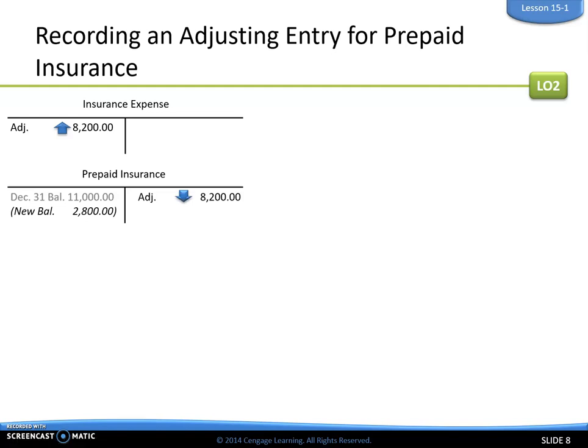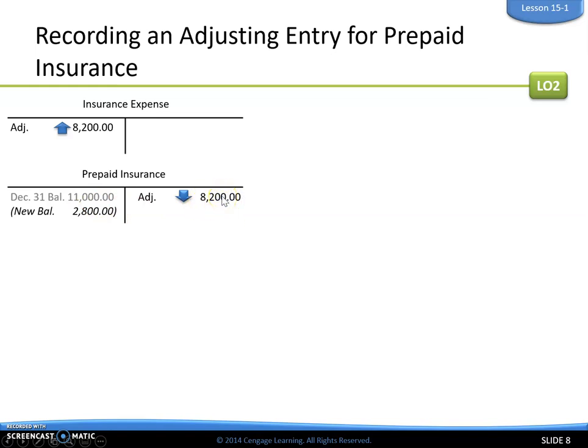Okay, next I'm looking at my prepaid insurance. I'm going to go through those same 4 questions again. Here's what my prepaid insurance looks like in the account for my balance. Here's what it should be. I now know that I need to decrease that account. I'm subtracting these 2 numbers to figure out how much I'm decreasing that account by. Since this is a debit balance, I need to decrease it with a credit.